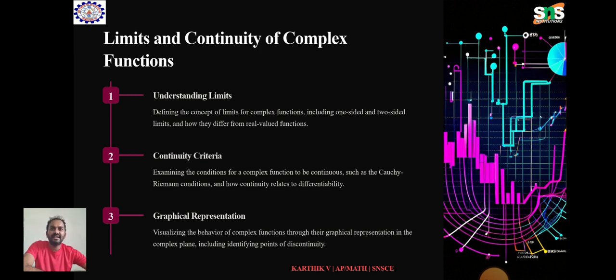Just like in real analysis, the limit of a complex function as the input approaches a certain complex number z0 is defined in terms of neighborhoods around z0. Continuity of a complex function. A complex function f(z) is said to be continuous at a point z = z0 if the limit as z tends to z0 of f(z) exists and is equal to f(z0).